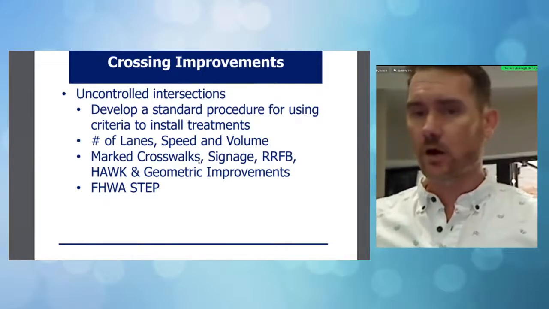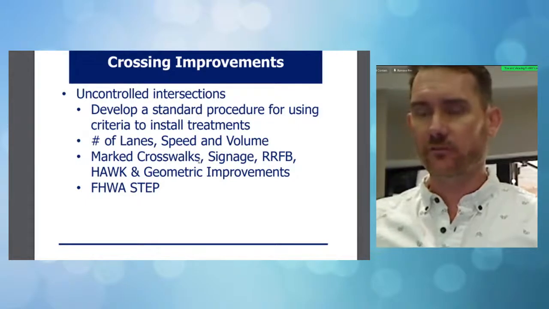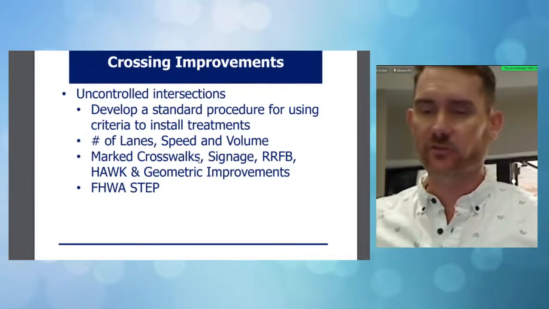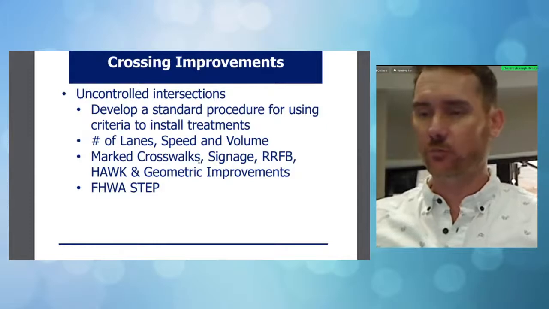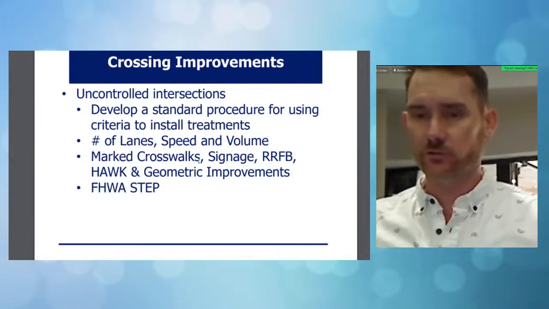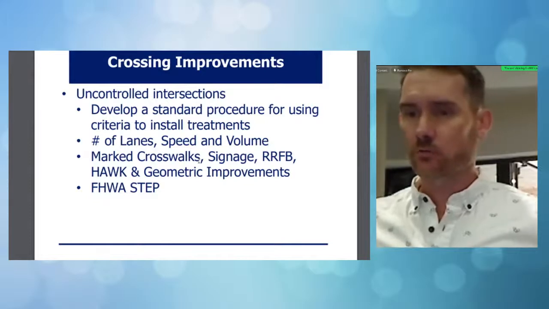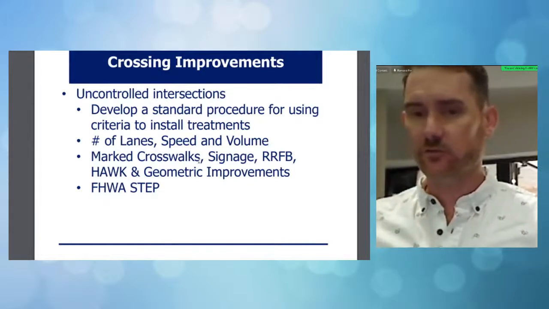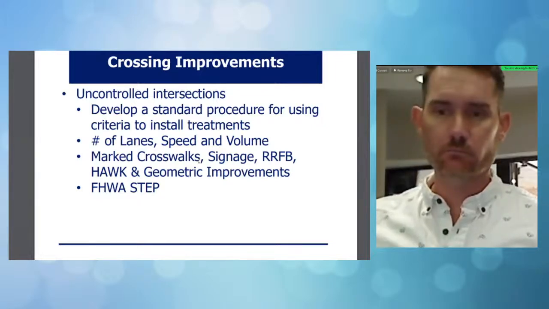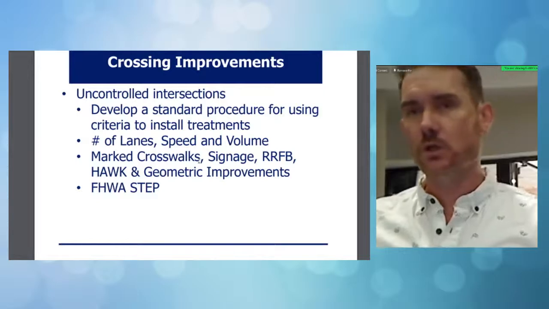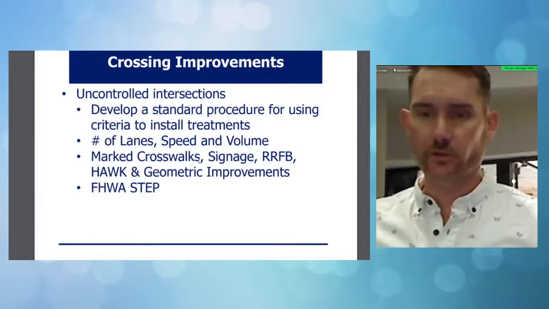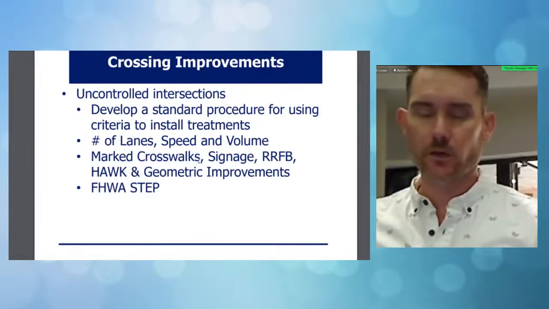So that's really focused on a few things. The number of lanes, the speed, and the volume of the street would help drive some of the recommendations, whether it's marked crosswalks, signage, rectangular rapid flashing beacons, those HAWK signals, or any other geometric improvements, which could include curb bulb outs or reducing the length of the crosswalk.